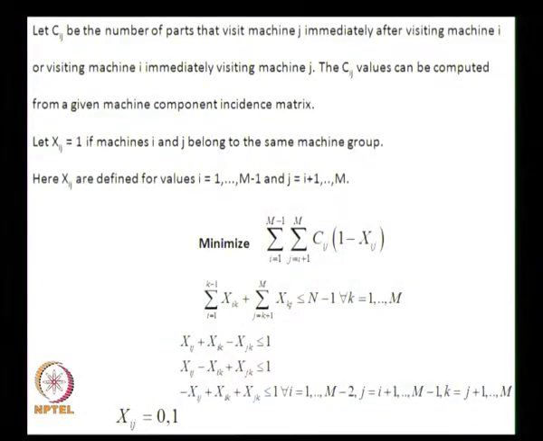Now, this formulation is very good in the sense that it provides an optimal solution. Its objective function value indicates the number of intercell moves.